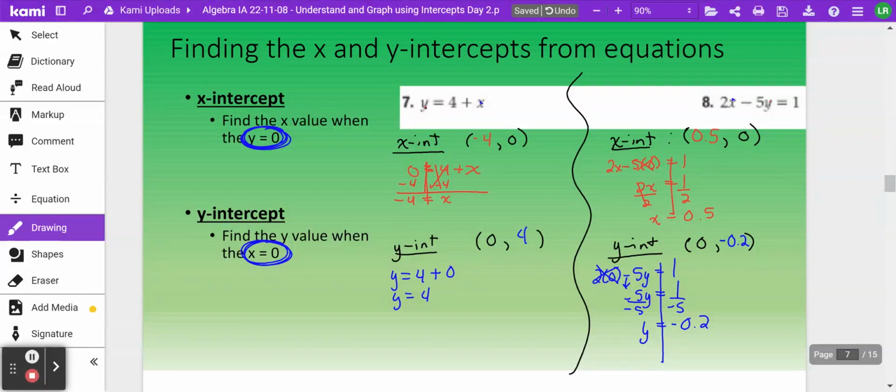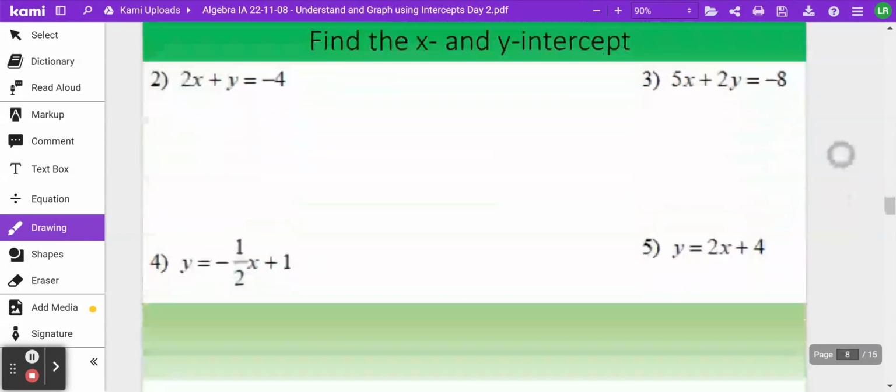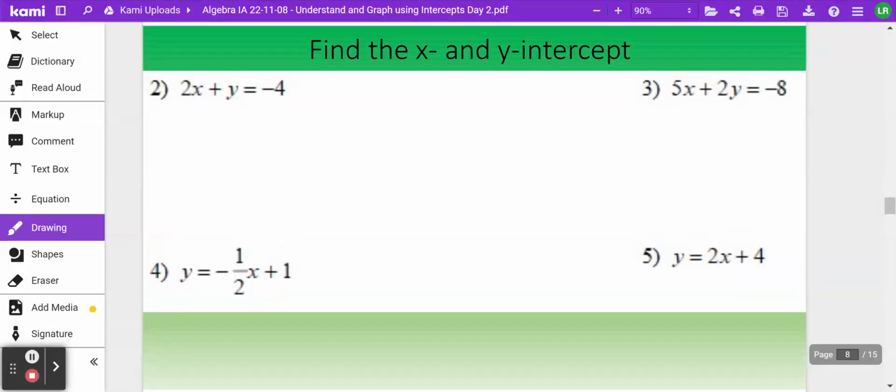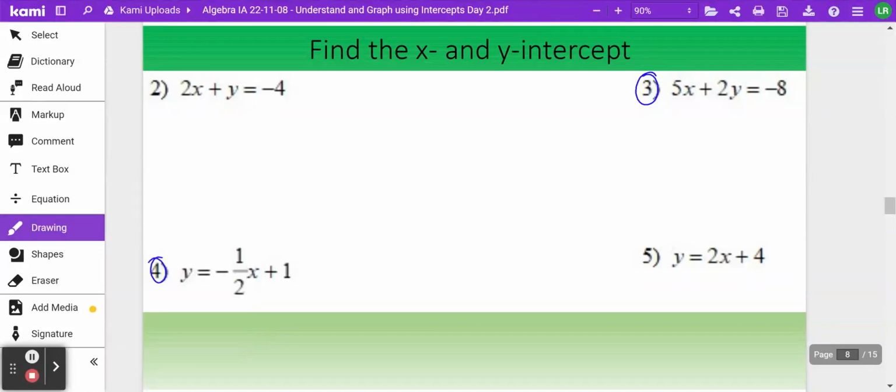Now, on the top where you have some space on your note sheet, I want to do a couple more. Let's do number 3, and we're going to do number 4, those two, just so we can see these one more time. Now, if you feel good, you can work ahead. If you're not feeling good about it, stay with me. So number 3.